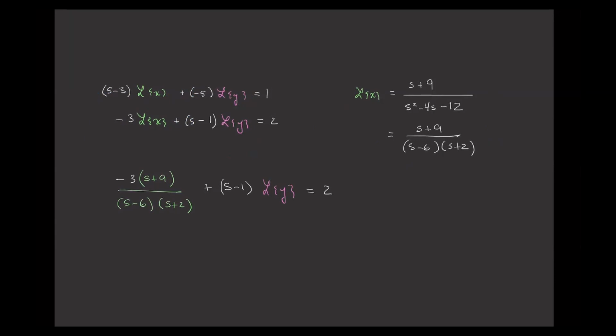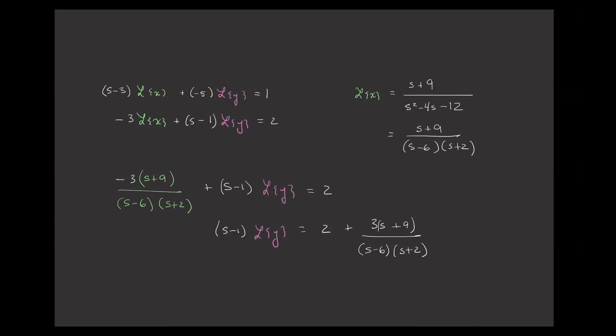If that addressed your question, but if not, just let me know. But at this point here, we can now isolate L of y. And what we get is something like this. We get (s minus 1) L of y is equal to 2 plus 3s plus 27. All right, let's just leave it as 3s plus 9, over (s minus 6)(s plus 2).